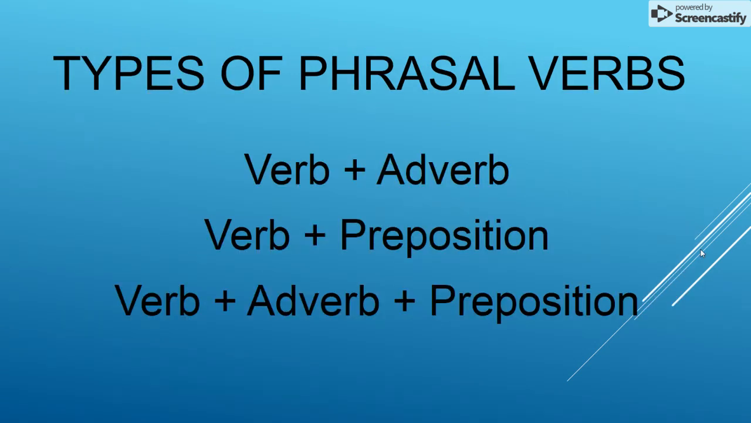There are three types of phrasal verbs: a verb plus an adverb, a verb plus a preposition, sometimes called a prepositional verb, and a verb plus both an adverb and a preposition. Each of these types of phrasal verbs have specific rules that need to be followed when using them.